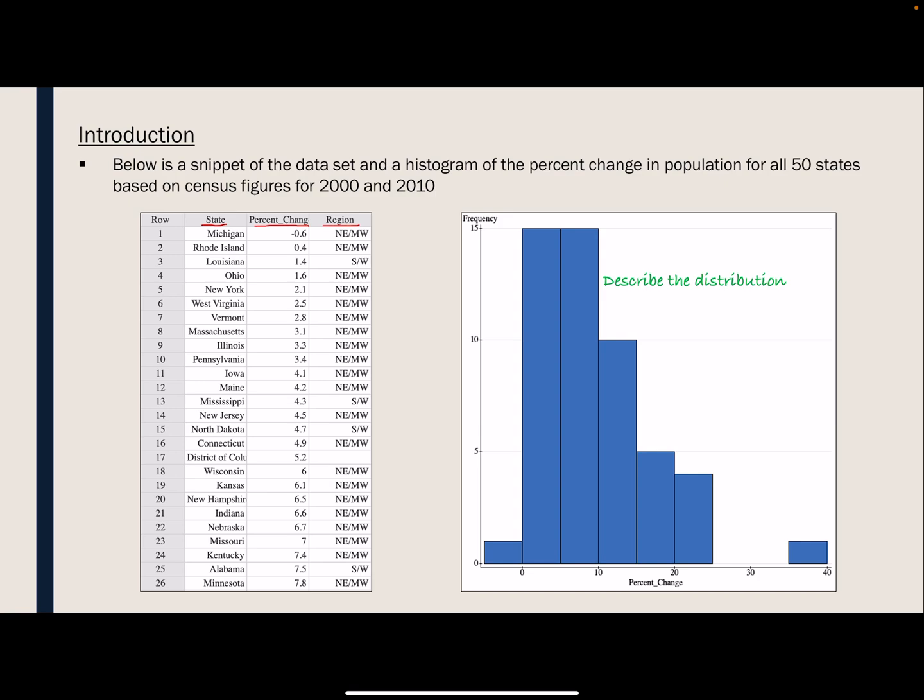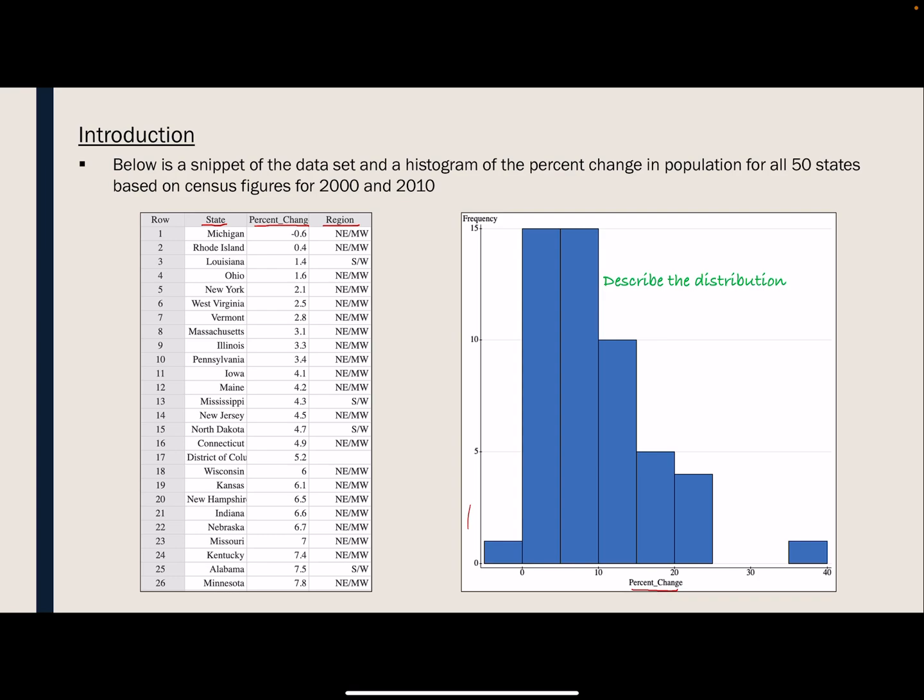Now, if we were in a face-to-face discussion, the first thing I would ask you is what type of graph is on the right and why? How do you know it's that type of graph? So what I have here on the right is a histogram of this data. I know it's a histogram because there's no spaces between the bars and because it's displaying a quantitative variable, percent change. So since it's a histogram, I can describe the shape of this distribution.